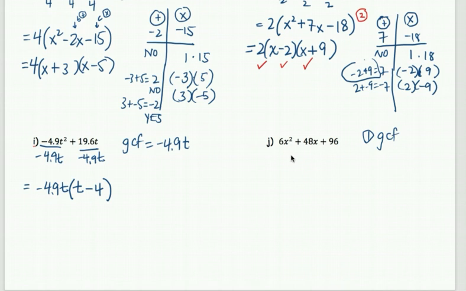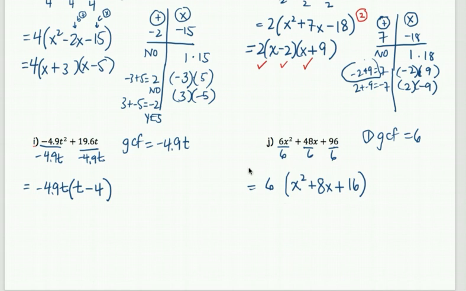So again, just look for the lowest number, 6, and see if it works. Sometimes it doesn't. Sometimes it's some other number, but in this case, if I divide 6 here, yep, it works there. Divide 6 here, yes, it works there. And any letters? No, because 96 doesn't have a letter. So go through, divide the 6 out, and then write the GCF on the outside of the bracket, and clean this all up. 6 divided by 6 leaves x squared. 48 divided by 6 is 8x, and 96 divided by 6 is 16.